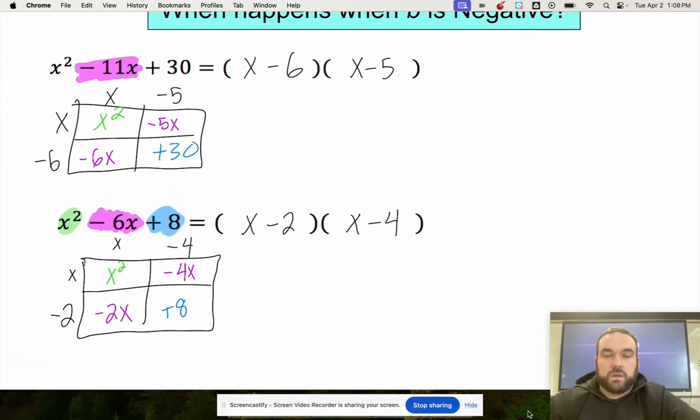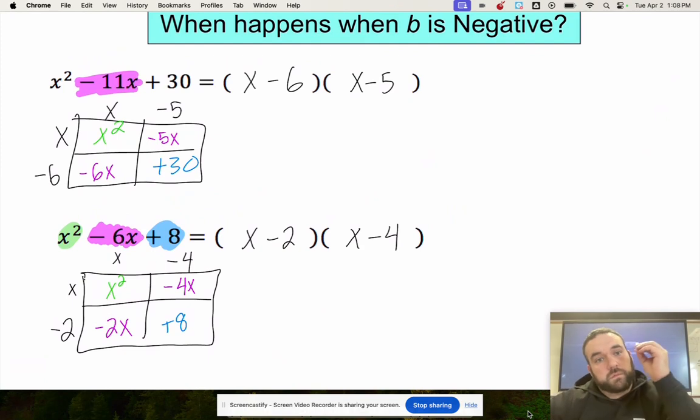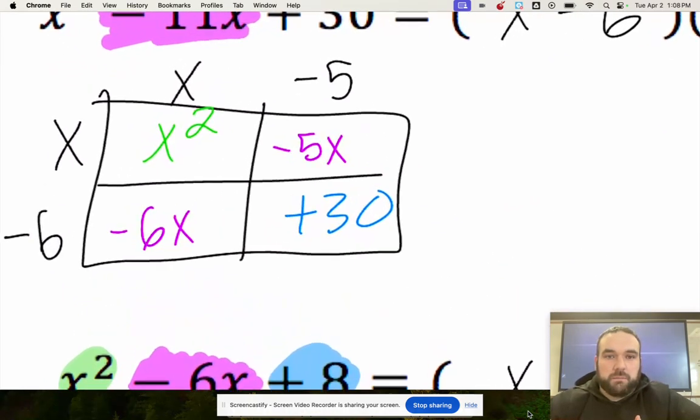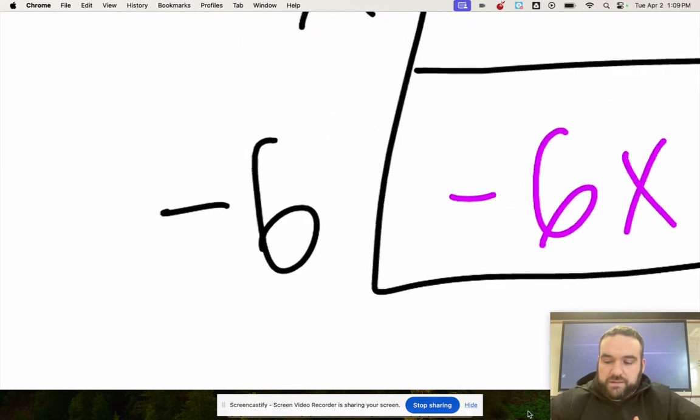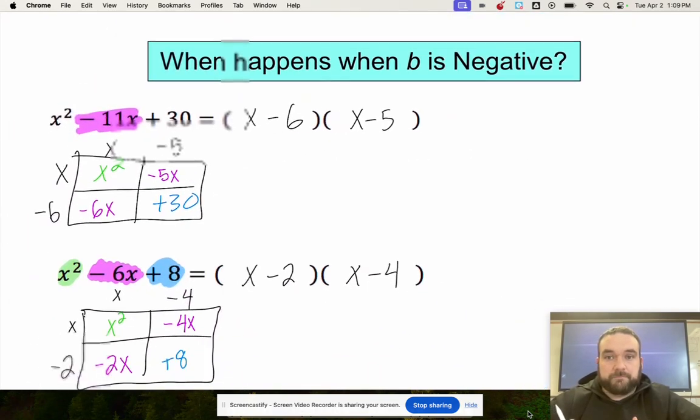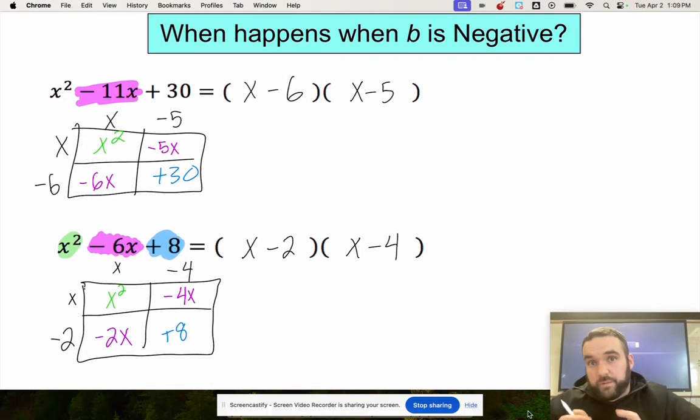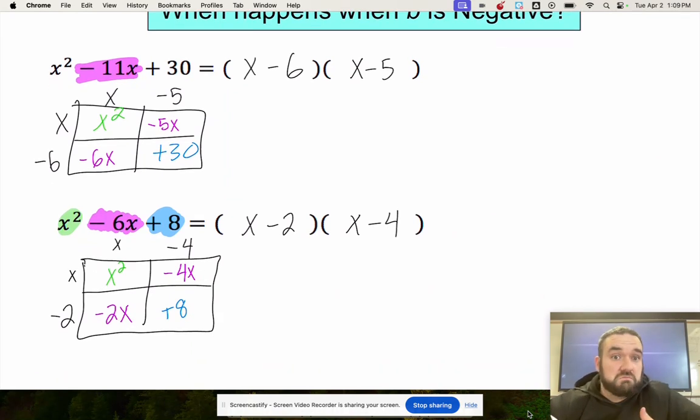Okay. So, a quick note: if that middle term is negative, but the c value, that last number, is positive, it's the same type of factoring. We're just going to use a negative number on both the top, like here we did negative 5, and on the side, negative 6. So that's the first big one: if the b value is negative, we're going to use two negative numbers.